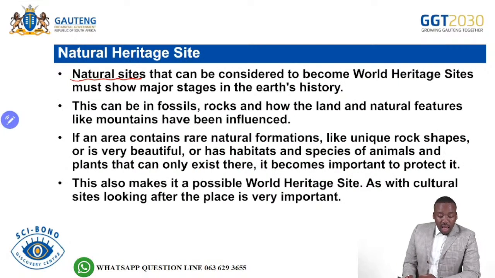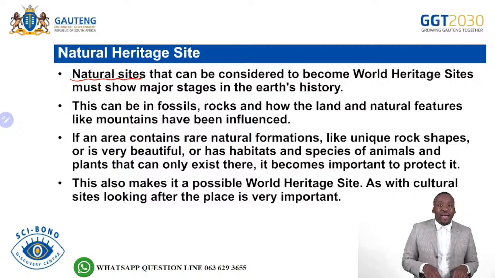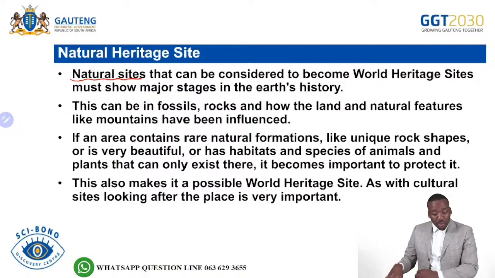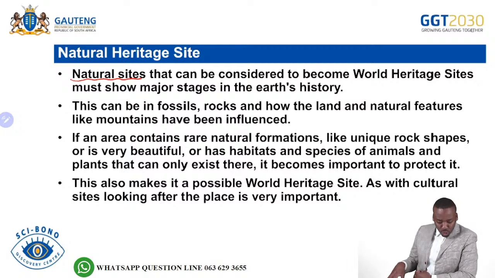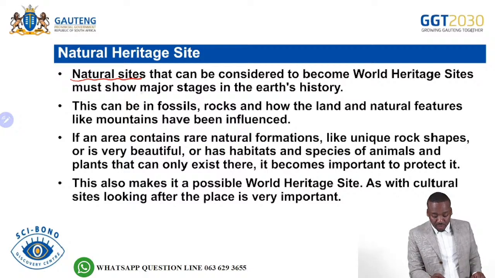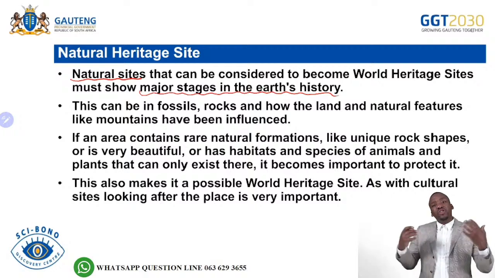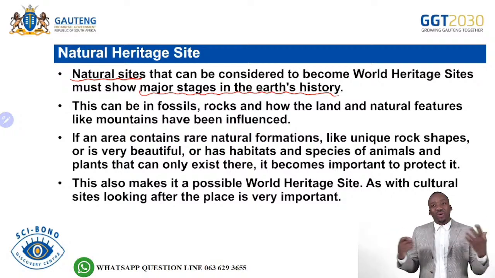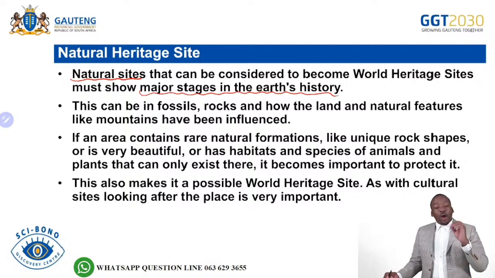Right. Then we move to natural heritage sites. What are we talking about when we talk about natural heritage sites? Remember, in grade 10, we also spoke about our ecosystems and so on, right? When we spoke about fauna and flora. So natural heritage sites, we are saying natural sites can be considered to become World Heritage Sites. They must show major stages in the Earth's history in terms of ecology, what happened in those mountains, what happens in those rocks. Or it can be any discoveries that we have made.